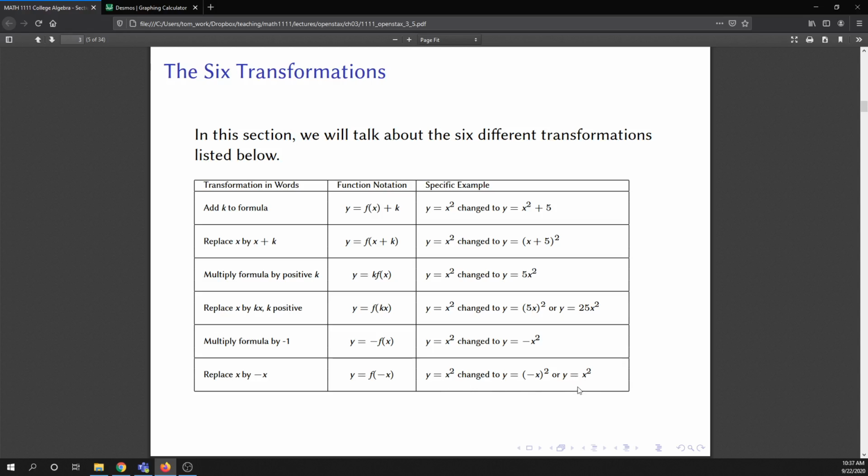That can be simplified to y equals x squared. So here you can kind of see that really it didn't change anything, whereas most of the other ones did change something. Okay, so that's what we are talking about, right?